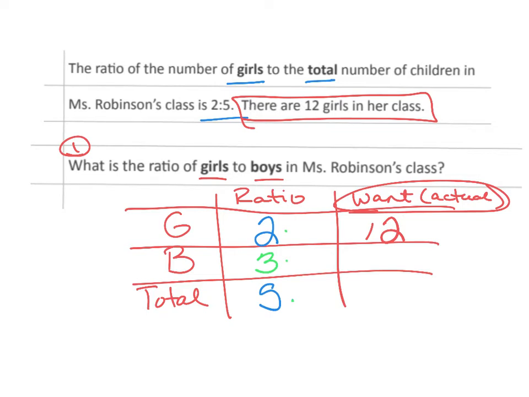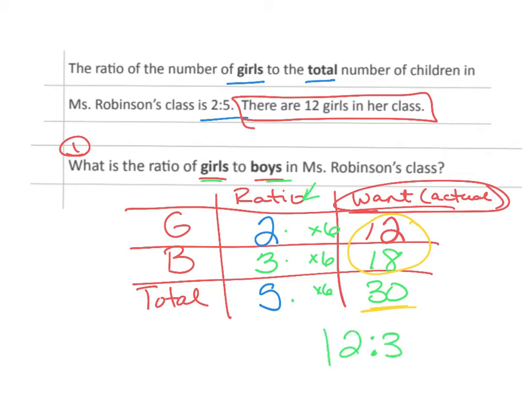So with that, then I'm going to fill in the rest of it. What do I do to 2 to get 12? I multiply it by 6. So I'm going to do the same thing all the way down. 3 times 6 is 18. 5 times 6 is 30. And if I add 12 plus 18, I should get 30. So question number 1, what is the ratio of girls to boys? Well, I'm going to use the ratio thing, and it's girls to boys. So my answer here is 2:3.